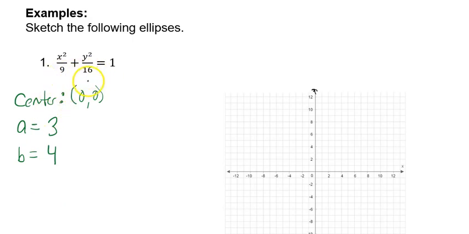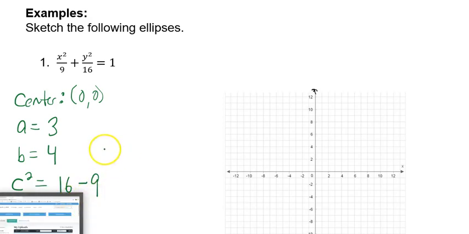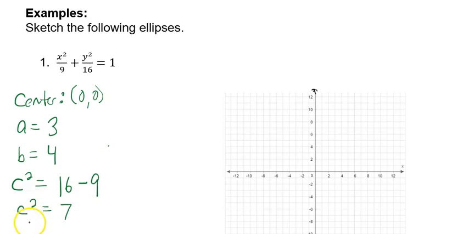So the a and b are easily located, and I can draw this thing just knowing those, but I also want to be able to have my focus points. So I'm going to say c squared equals big minus small. So I come back up here, the big number is 16, the small number is 9. So c squared is actually 7. And then c would be the square root of 7, which is about 2.6.